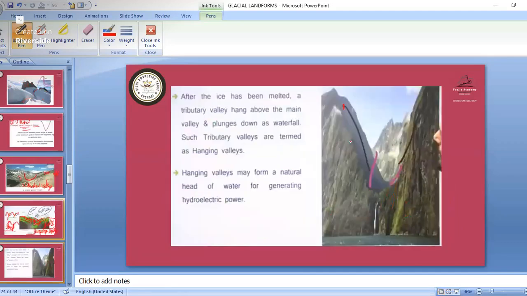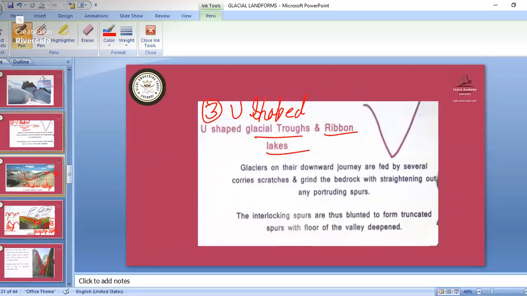You can see here, we have the formation of a U-shape. And from this particular part, because of the flowing of the water, we have the hanging valley formation here. So this is about the U-shaped valley, the hanging valley and the ribbon lake.